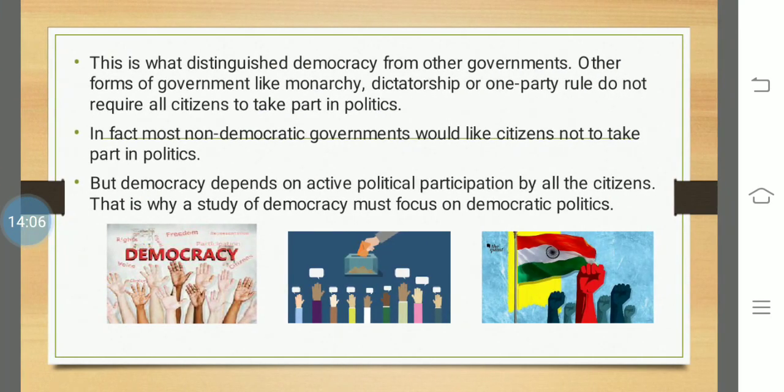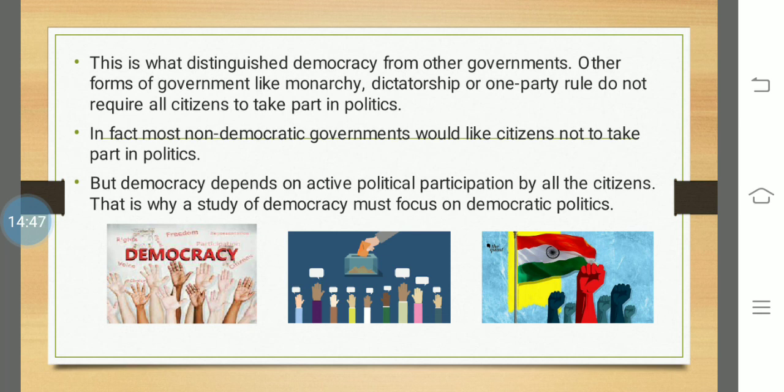And that is what distinguishes it from the other forms, democratic and non-democratic. Democratic means where the people have rights, people have equality, people have freedom. These three ideas are the crux of what we must follow. But what happens in non-democratic forms of government, like monarchy? I've discussed monarchy, dictatorship, or China where only one party rules. Do the people there get rights? No.